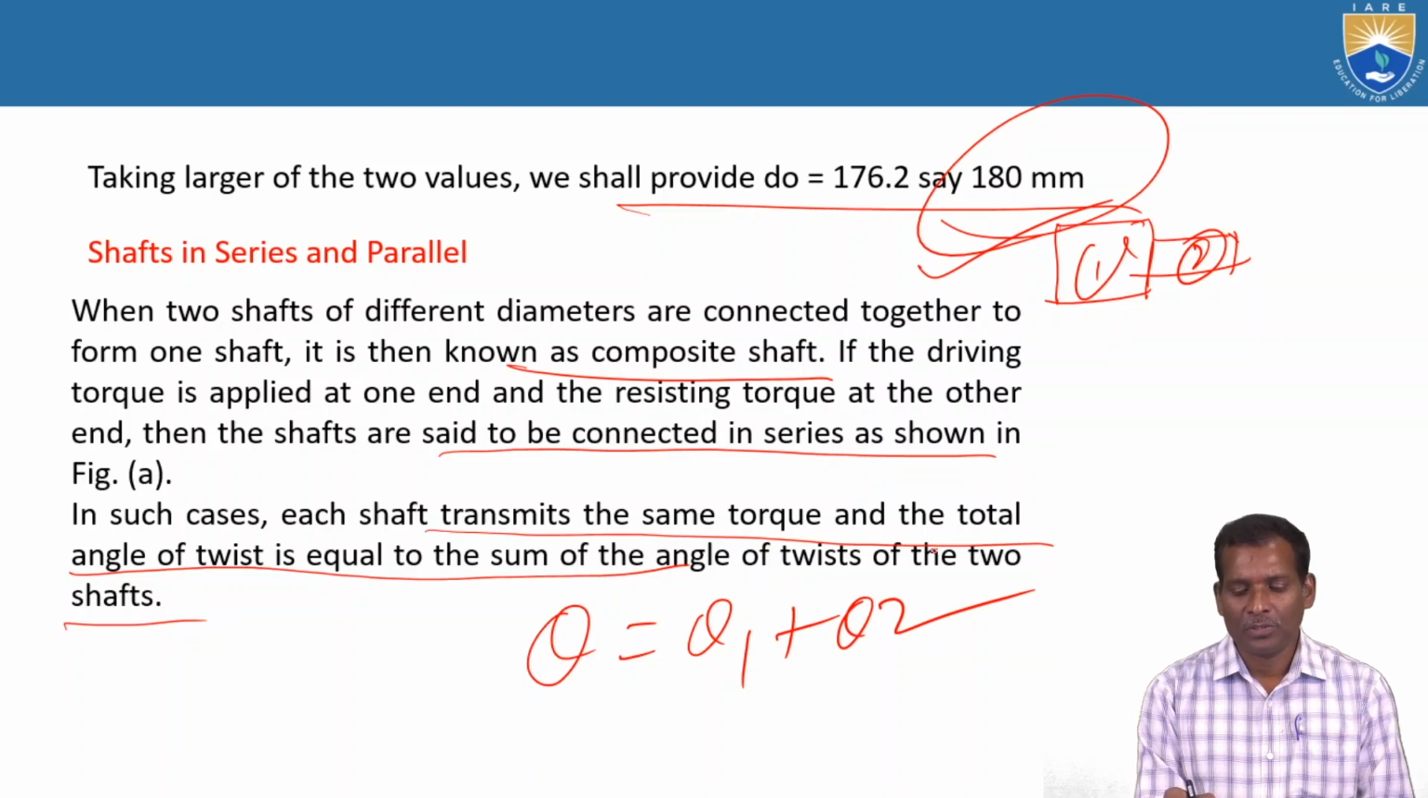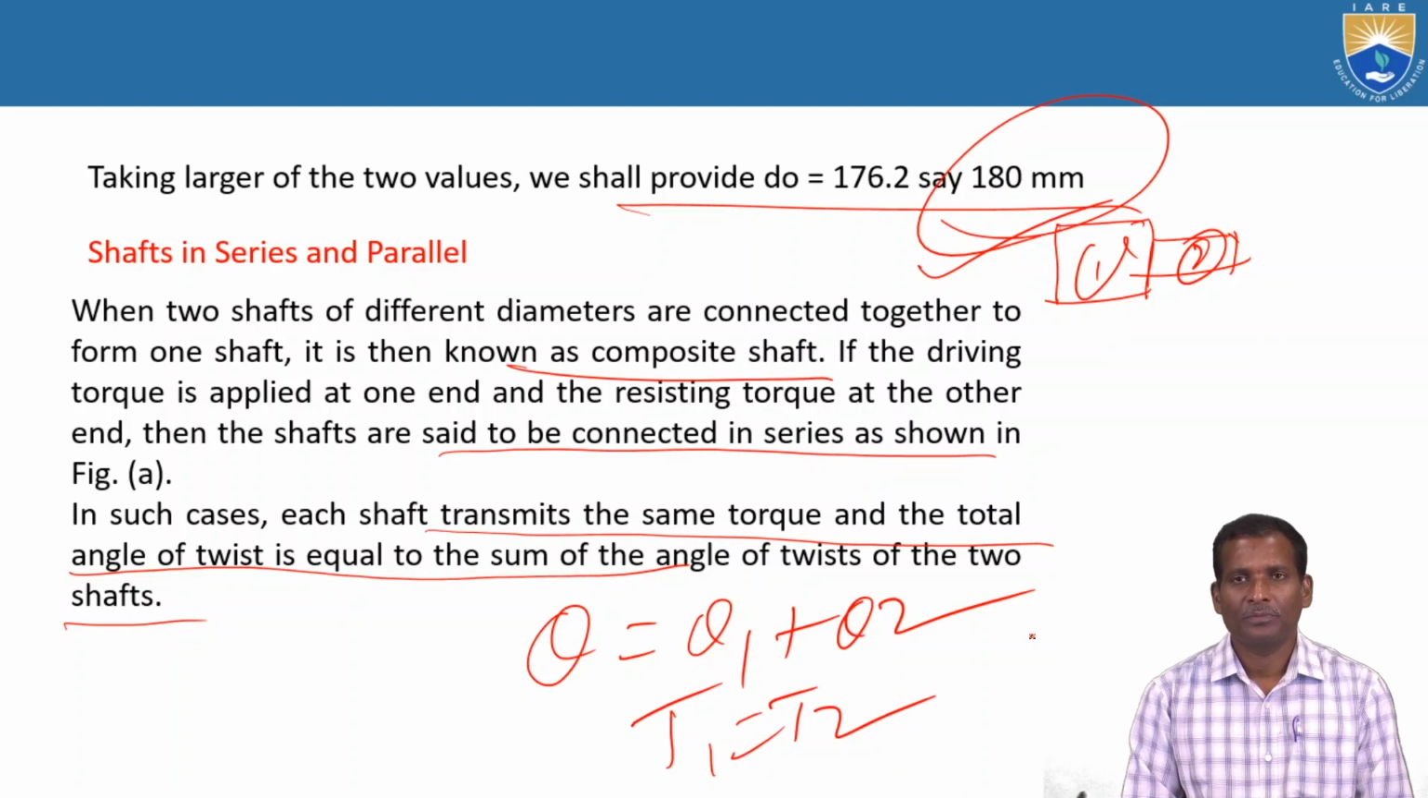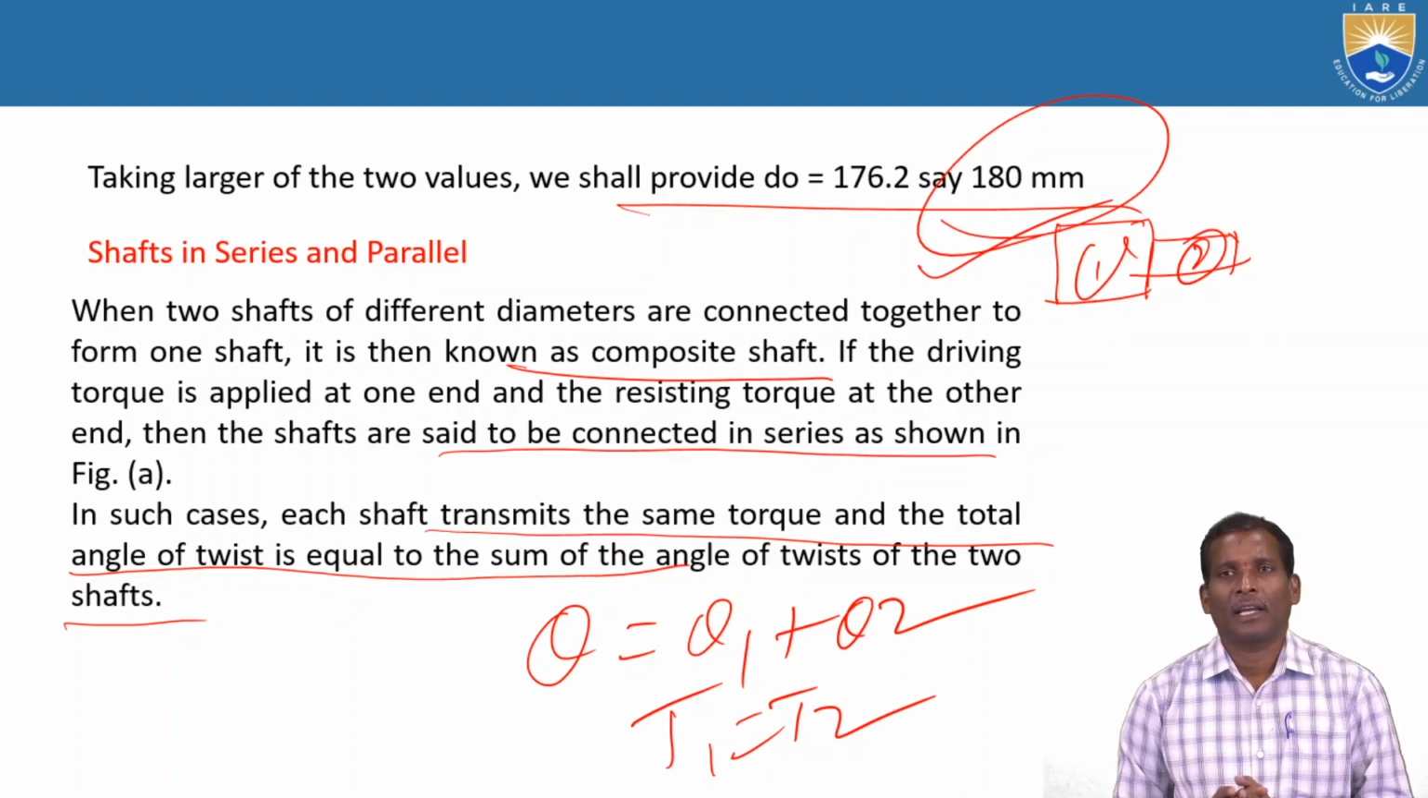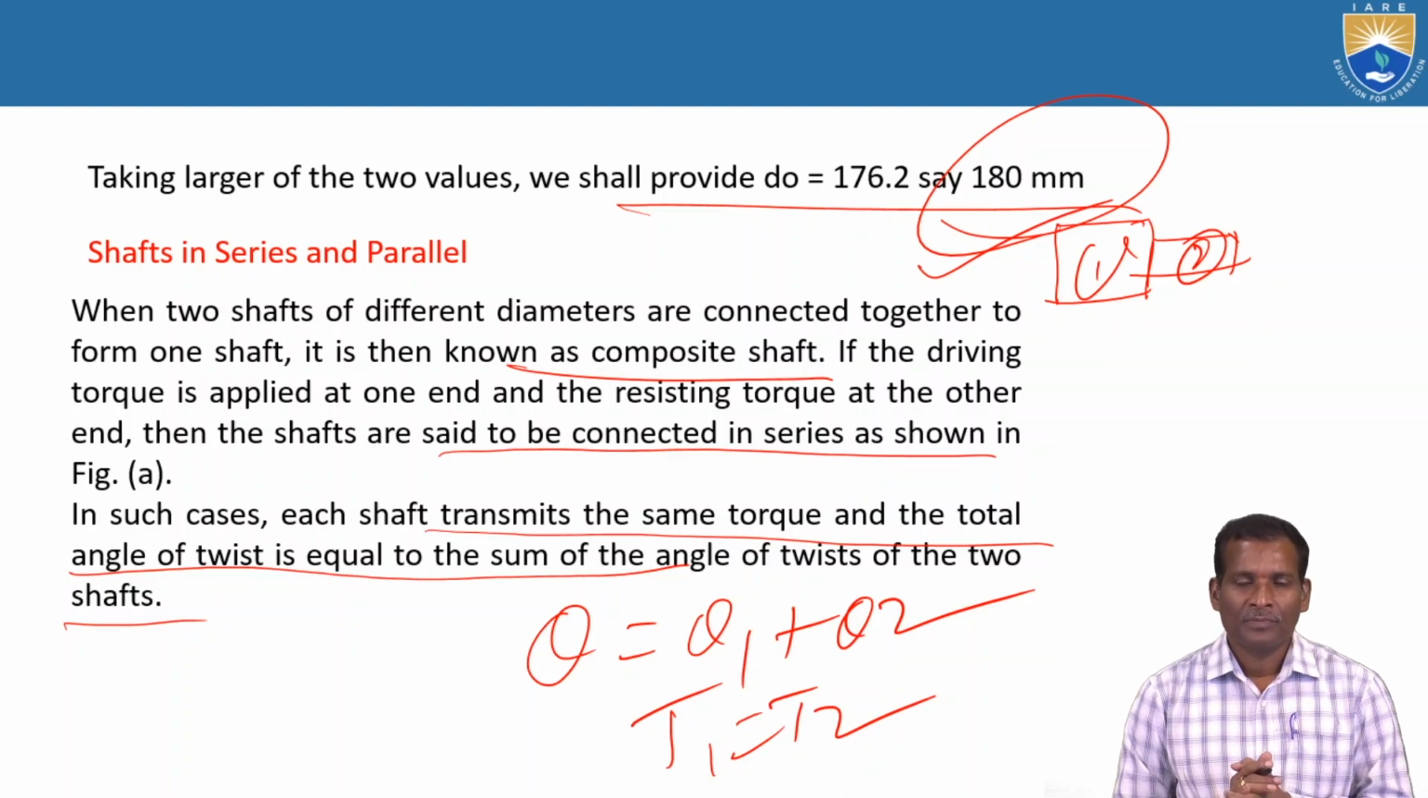And it transmits the same torque. The torque is the same, T1 is equal to T2. Suppose two shafts of different diameters are connected together to form one shaft to transmit power from one place to another place. These types of shafts are called composite shafts.